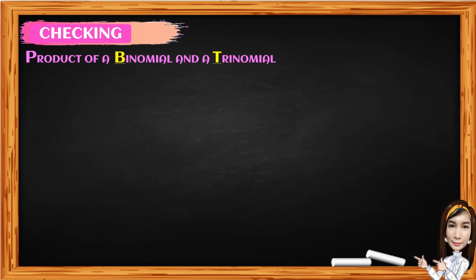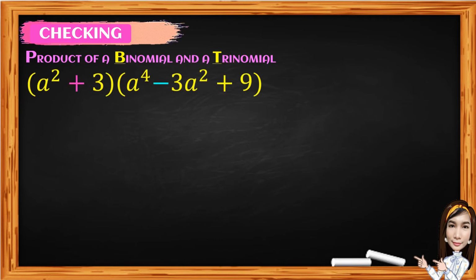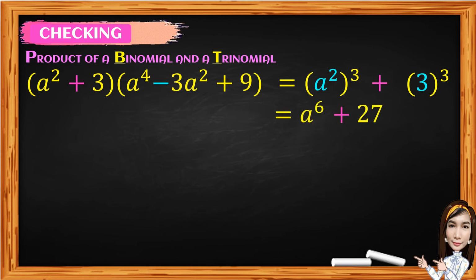Now let's check if your factor is correct. Given the quantity of a squared plus 3 times the quantity of a to the 4th minus 3a squared plus 9, cube the first term, we have a squared to the 3rd power. Cube the second term, we have 3 cubed. Then keep the operation plus. So the product is a to the 6th plus 27, also known as the sum of two cubes, or SOTC. So we got it correct.